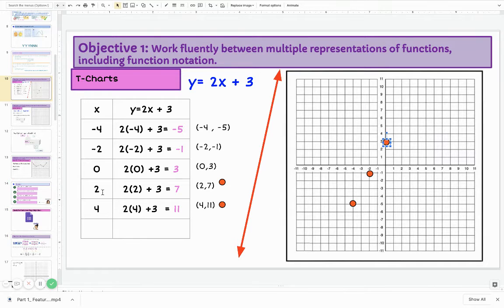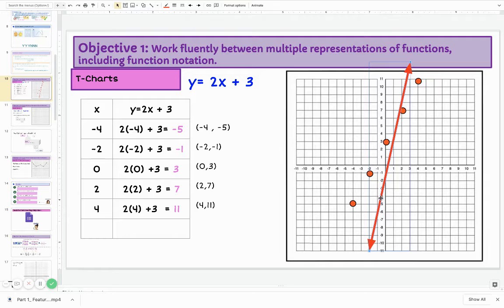When I input 2 for x, I get 7 as an output. So I go over to 2 and up to 7. And if I have 4 as an input, 11 is my output. So I go up to 11. And then I just connect my dots over here. And that would be my line. Okay.